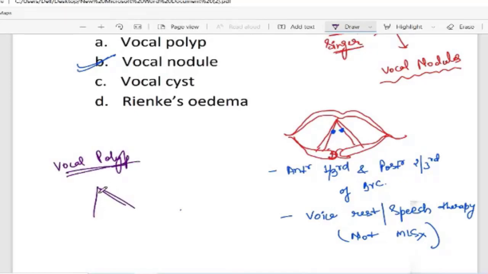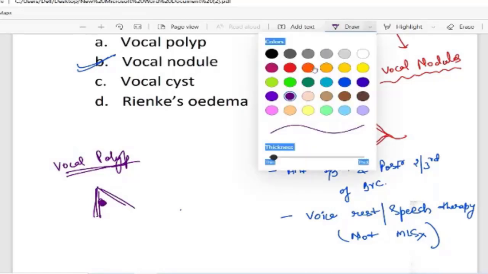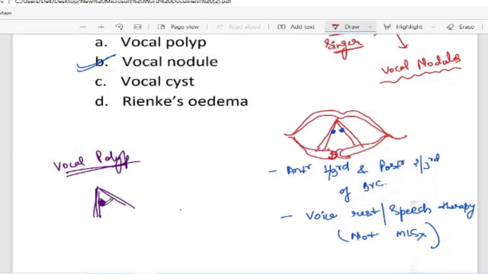Suppose over the vocal cords there is a red, fleshy, pedunculated mass, which is more than 3 mm. That is a vocal polyp, and in vocal polyp the treatment of choice is microlaryngeal surgery. They are produced because of sudden vocal abuse, like suddenly we shouted very loudly. So sudden vocal abuse will produce the vocal polyp.